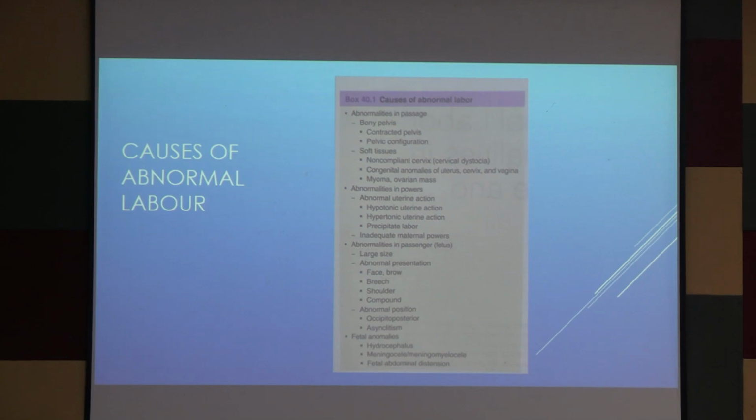Abnormalities in passenger, that is large size, abnormal presentation like face, brow, breech, shoulder, compound presentation, abnormal position, occipito-posterior position and asynclitism, and fetal abnormalities like hydrocephalus, anencephaly, meningocele, meningomyelocele, etc. That is congenital abnormalities. These all are causes of abnormal labor.